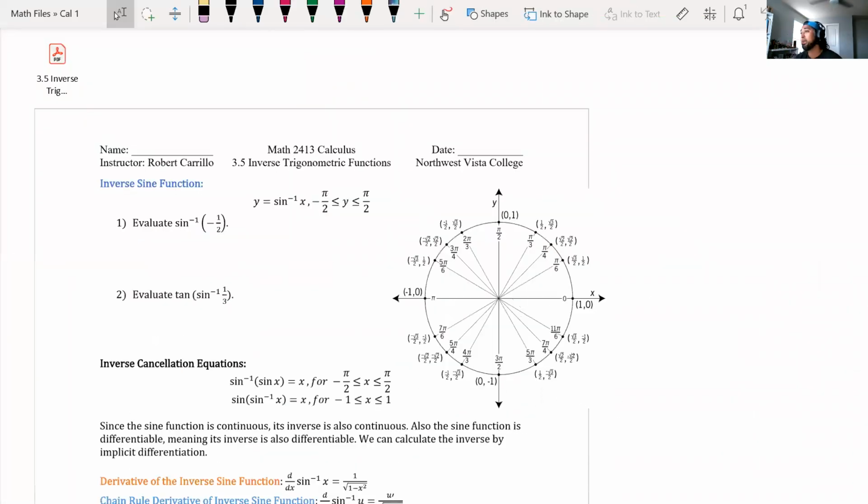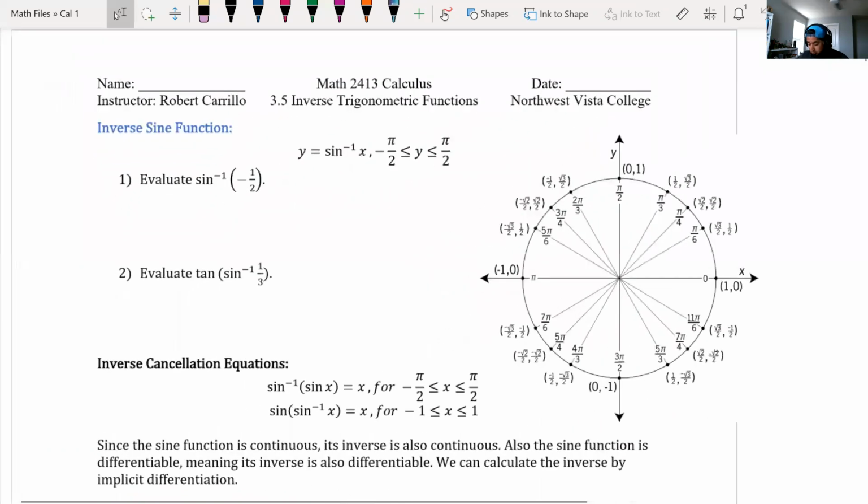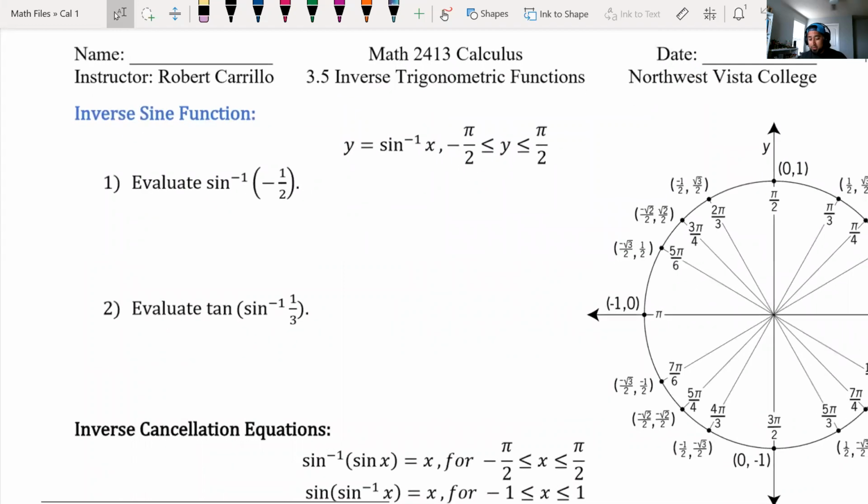Okay, today we have the derivative of inverse trig functions, but let's first restart your memory by dealing with inverse trig functions. So the first trig function is the inverse sine function. Remember that inverse sine lives from negative pi over 2 to pi over 2.